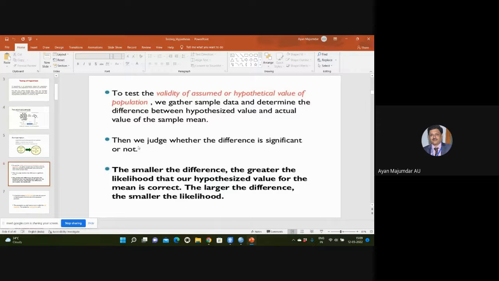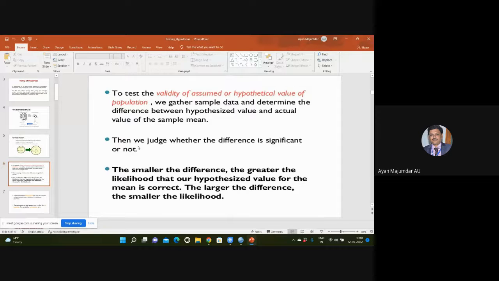Next, we will use that sample and determine whether there is any difference between the hypothesized value and the actual value of the sample which we have taken. In the example which I am using to explain this, the hypothesized value is 58 kg. Say of this class, I have taken a sample of 15 students. I have calculated the sample mean weight of those 15 students. Now actually these 15 students' weight will not be equal to 58 kg. There will be a difference.